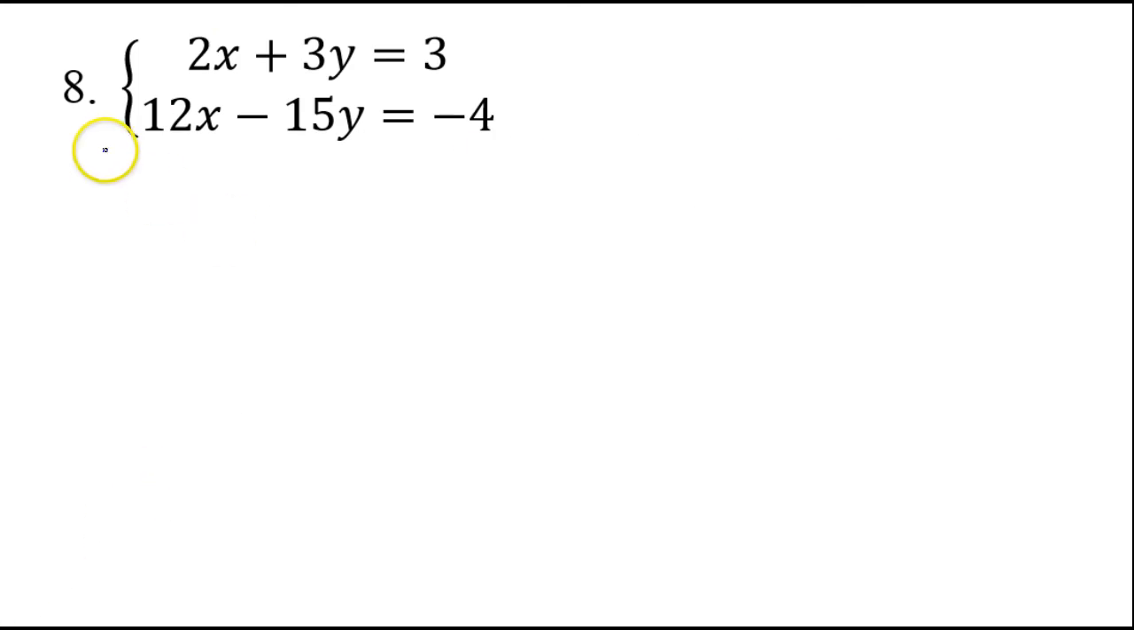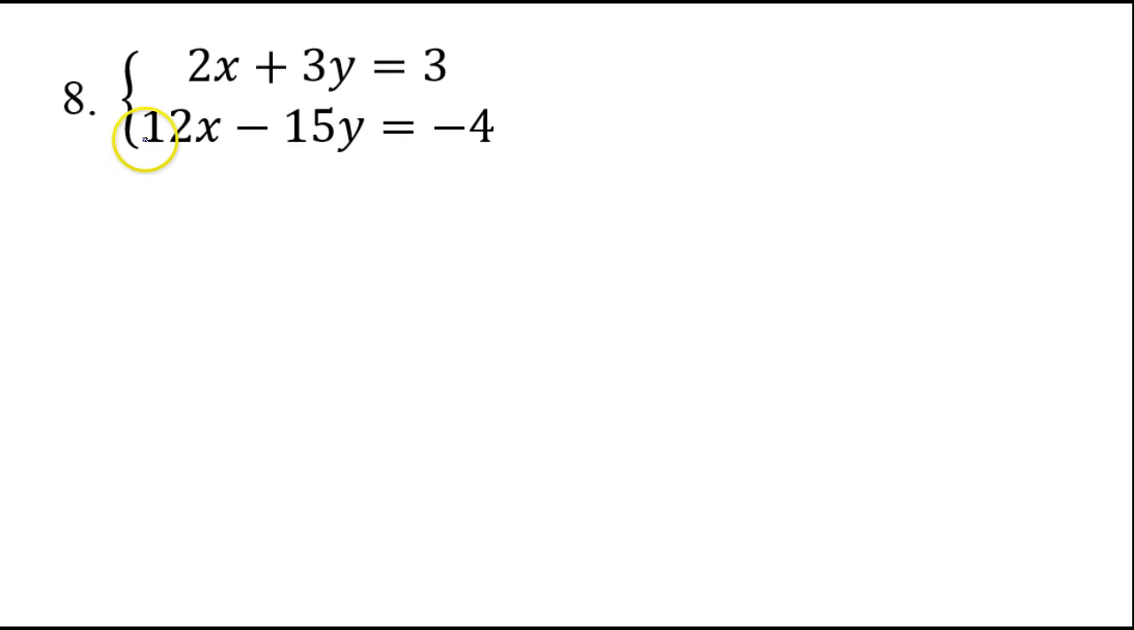Alright, take a look at number 8. Now, 12 is a multiple of 2, so I could make the x's into opposites that cancel. 15 is a multiple of 3, so I could make the y's into opposites that cancel. So for this problem, it really doesn't matter which one I do. I'm going to go ahead and focus on the y's this time. It's really just arbitrarily picking the y's. I could have picked the x's just as easily.